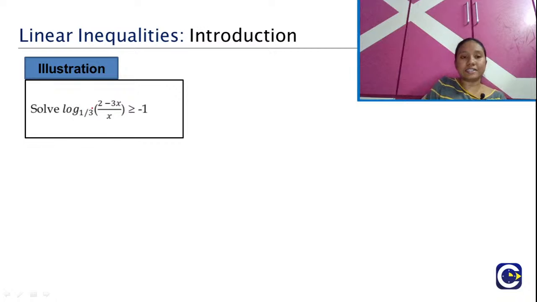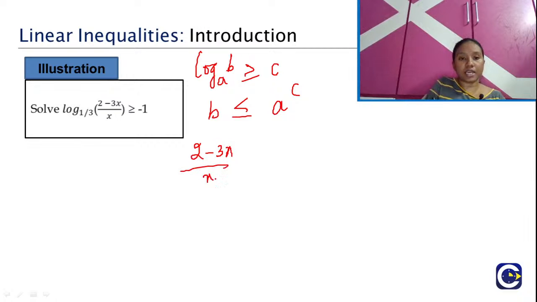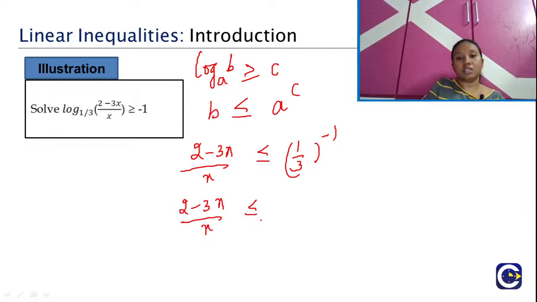Here a is lying in between 0 and 1, so it's obvious that the inequality will be changing. If it is log b to the base a greater than or equal to c, we write b, with the inequality changed, less than or equal to a power c. That means b, here (2 minus 3x) by x, less than or equal to, a here is 1 by 3, c is minus 1. So this will be (2 minus 3x) by x less than or equal to 3 power 1, that is 3. This will be further simplified.